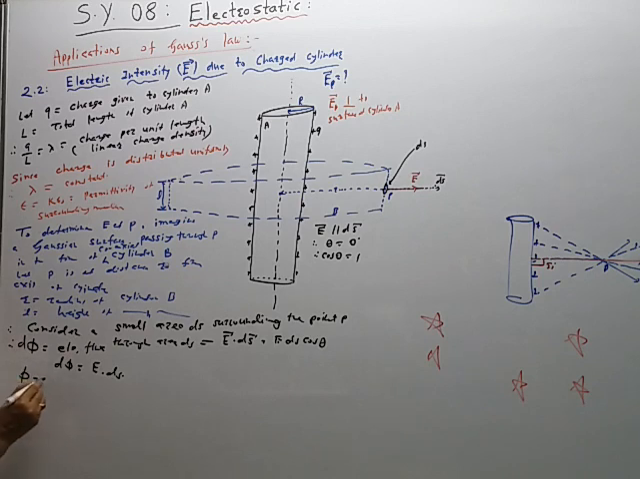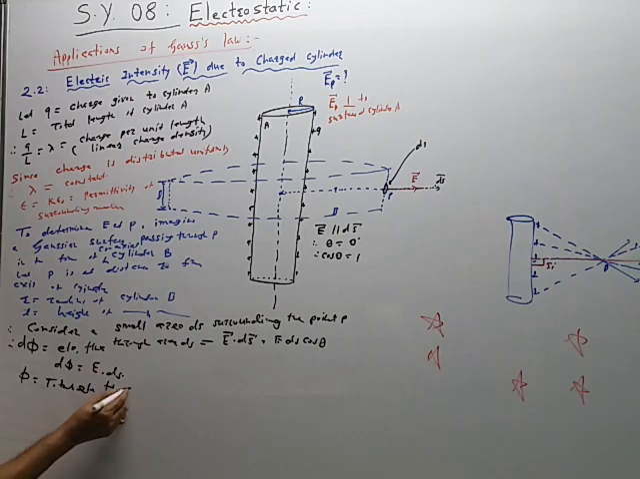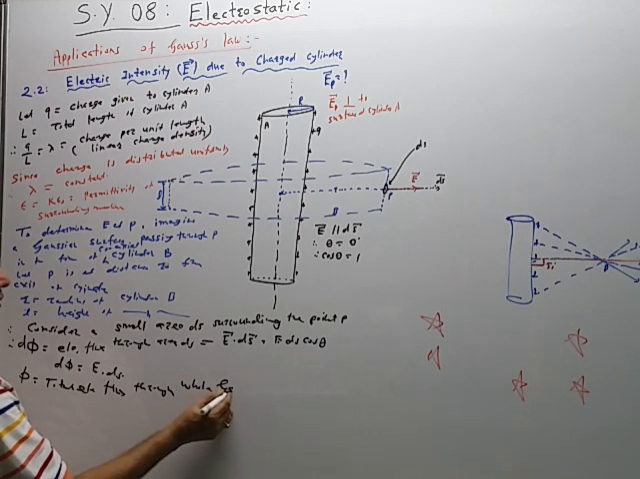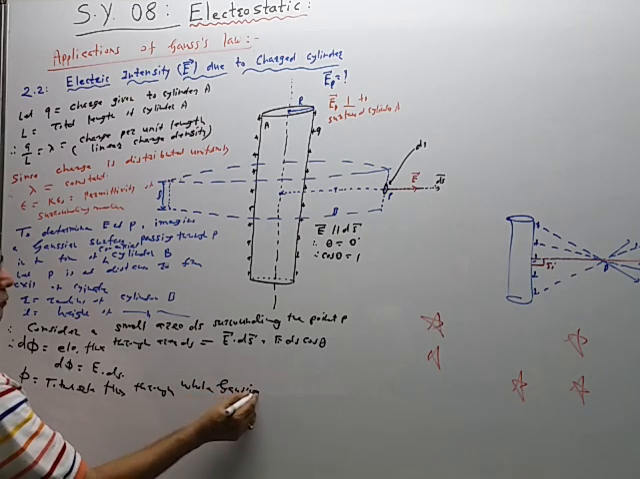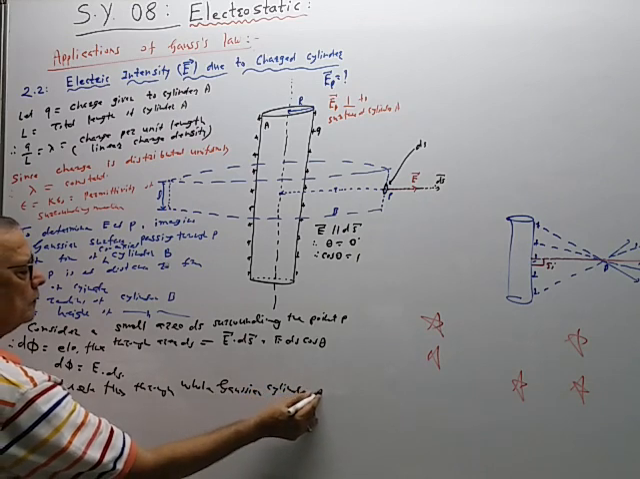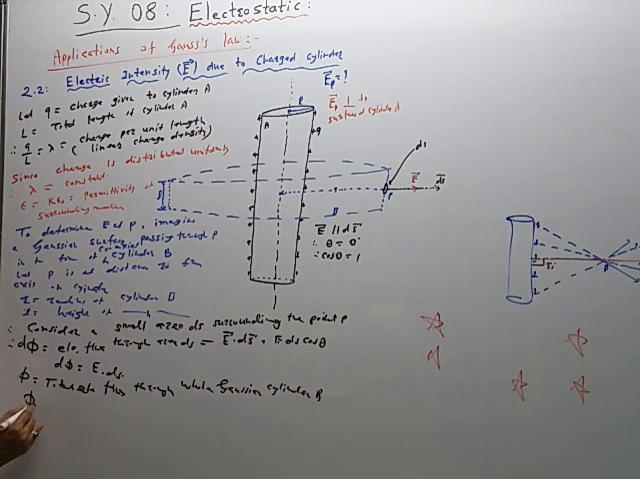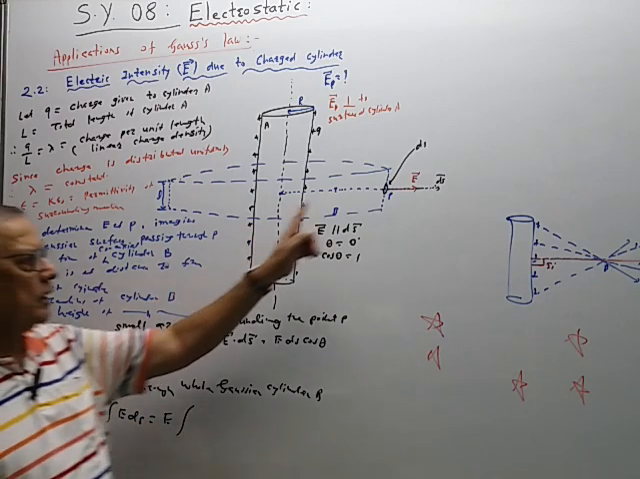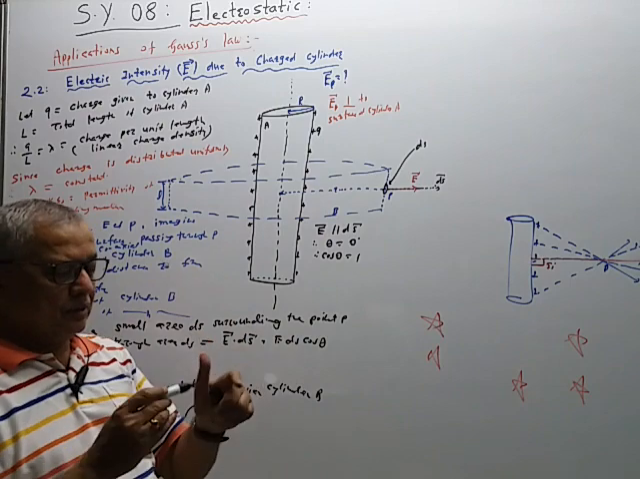Phi is equal to total electric flux through whole Gaussian cylinder B. Therefore, phi is obtained by integrating d phi. So integration of E ds. So E is constant for any position of point Q on the curved surface.